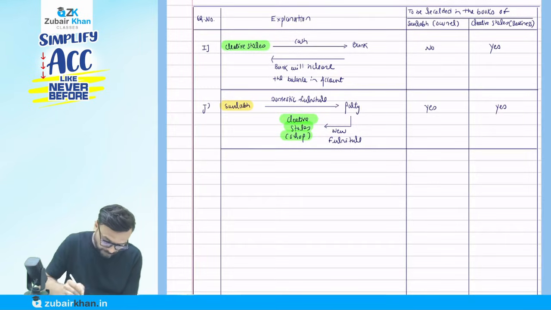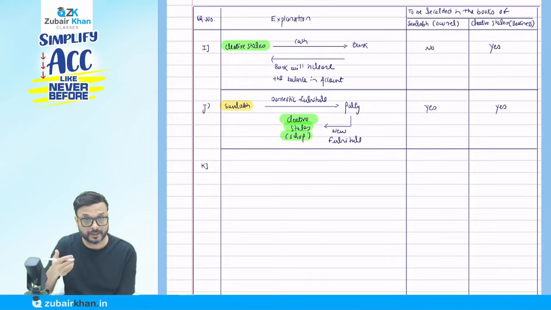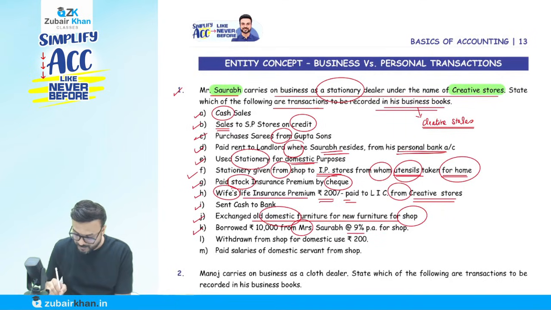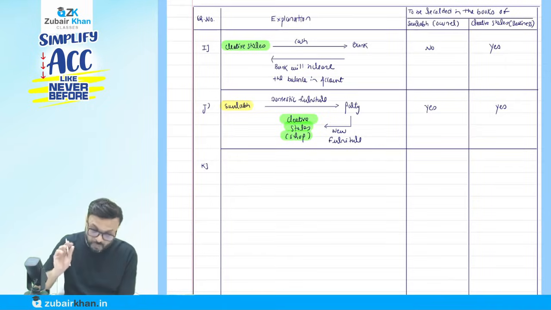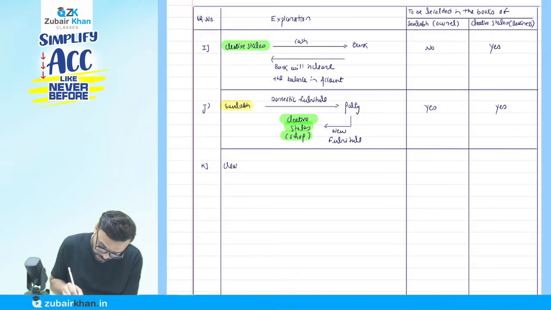Now, next point. Point number K. It says that they borrowed rupees 10,000 from Mrs. Saurabh, the wife of Saurabh, at the rate of 9% per annum for the shop. So who borrowed here? For the shop means the creative store. So I'll write it down here: creative stores. They borrowed 10,000 rupees from the wife of Saurabh.